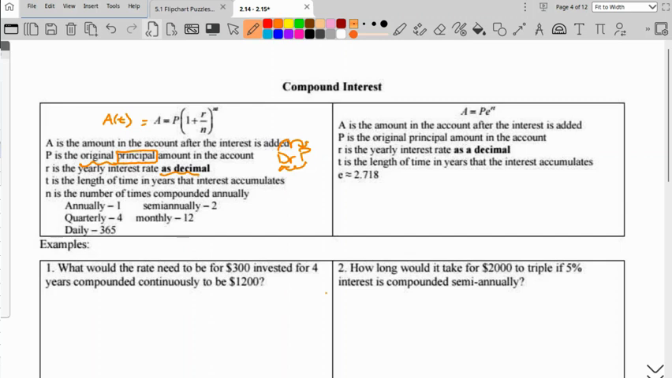Okay. T is the length of time in years, and that's time for those of you that are quizzing. For interest applications, time is always in years, unless we do a rate conversion.